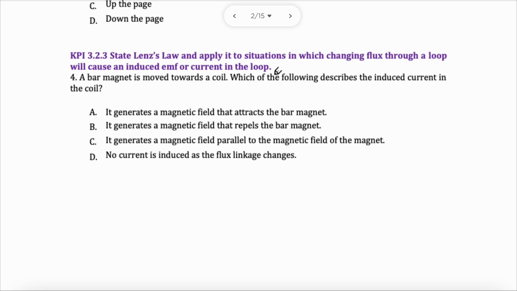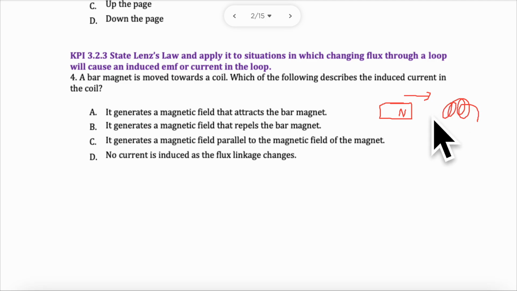A bar magnet is moved towards a coil. Which of the following describes the induced current in the coil? So a bar magnet is coming towards the coil. What does that mean? So here is a coil of wire, very nice, and I have a magnet coming towards it. The magnetic field will be getting stronger. It doesn't matter if it's a north or the south, it doesn't really care. Let's just say it's a north. This is my attempt at drawing an N. I drew it backwards for some reason. Let's try again. North, coming in.